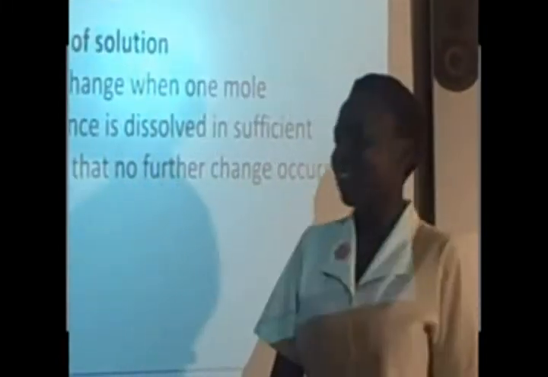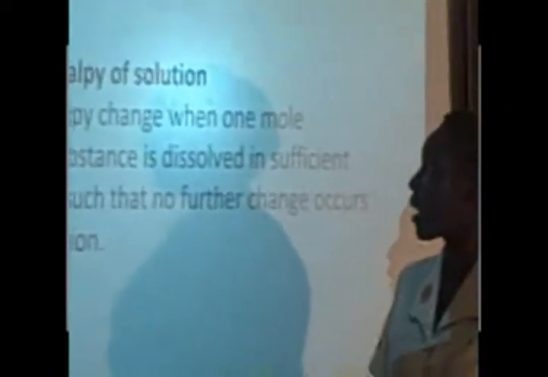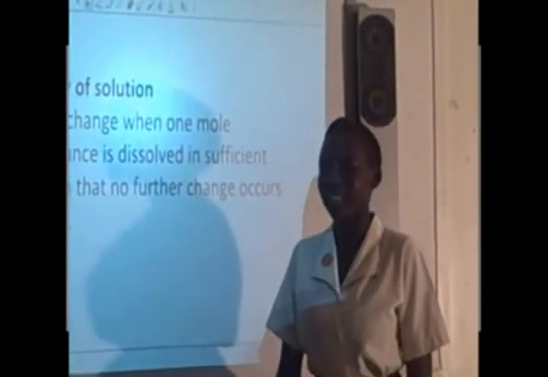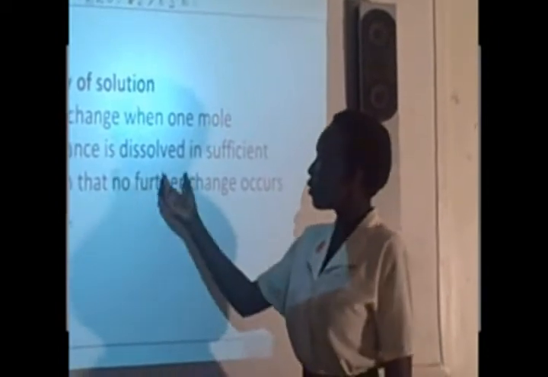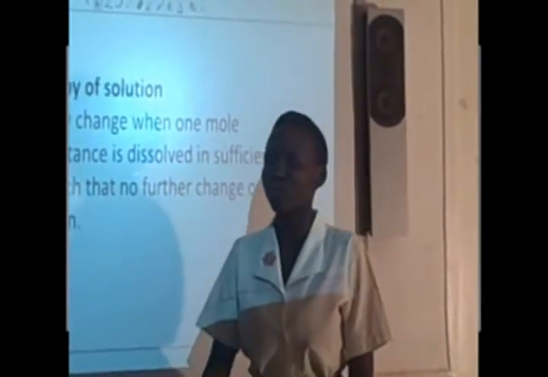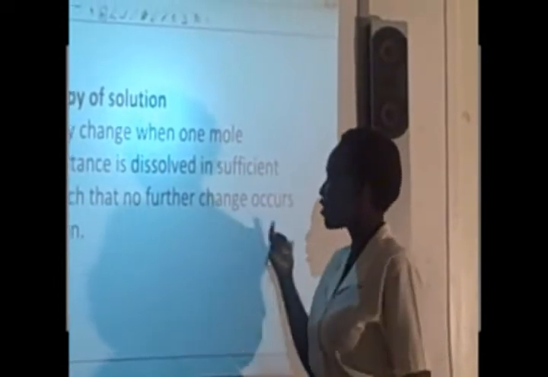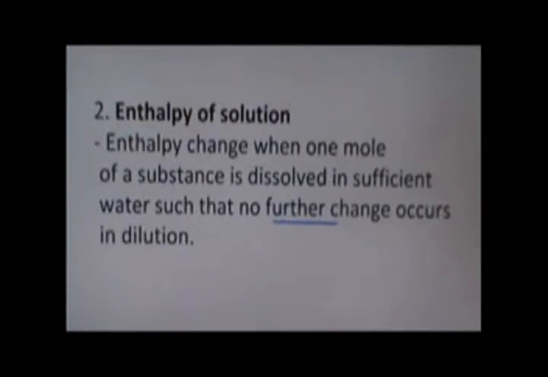Then another example, another type of enthalpy, is enthalpy of solution. That is the enthalpy change when 1 mole of a substance is dissolved in sufficient water such that no further change occurs in dilution. What do we mean by that? When 1 mole of a substance, such as 1 mole of sugar, is dissolved in water, what do we mean by no further change occurs? This last statement, no further change occurs in dilution.